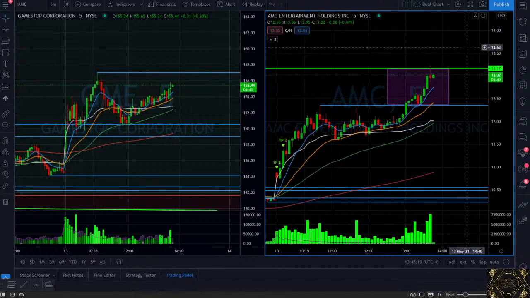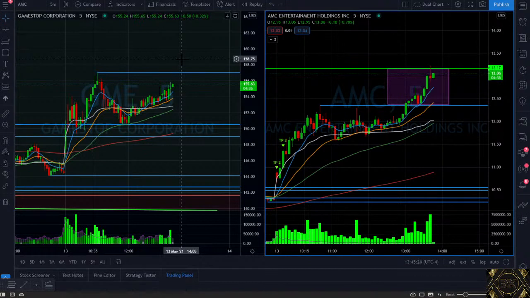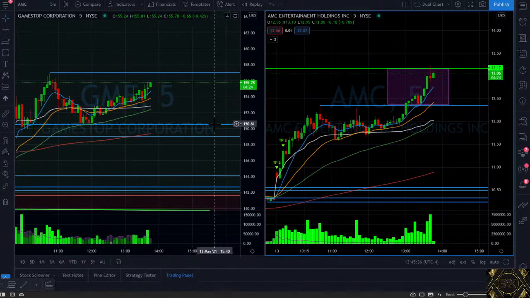So right here we have AMC moving up again, GME moving up. One thing to remember, and this is why I love these stocks and love playing with GME and so on, is that when the market's uncertain, people always run back to AMC, GME, and so on and so forth.